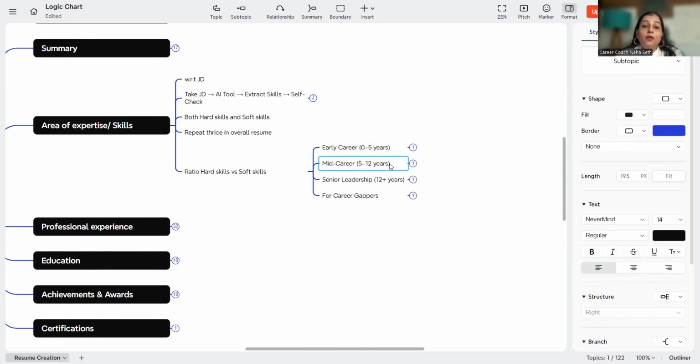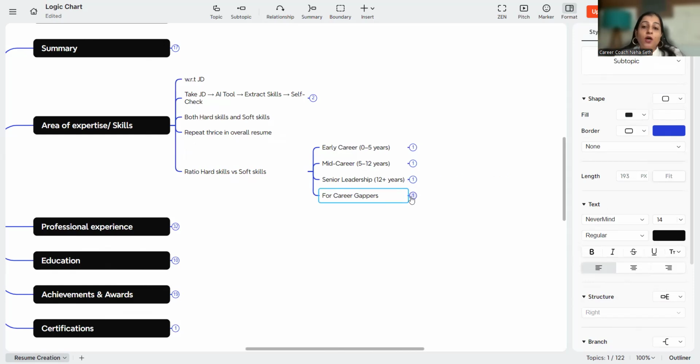Then, if we come to mid career, that is 5 to 12 years, the ratio becomes 60% hard skills and 40% soft skills. And for senior people or senior leadership, 12 plus years of experience, you should be 40% hard skills and 60% soft skills, because by this time you have got so much experience. So now you have to manage and be a leader. If you are a leader, you are in a strategic role. So you should know that your soft skills matter a lot at this point of time.